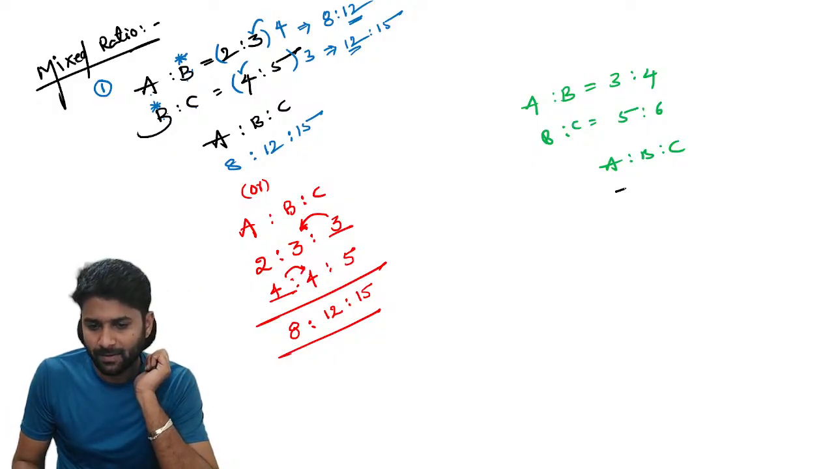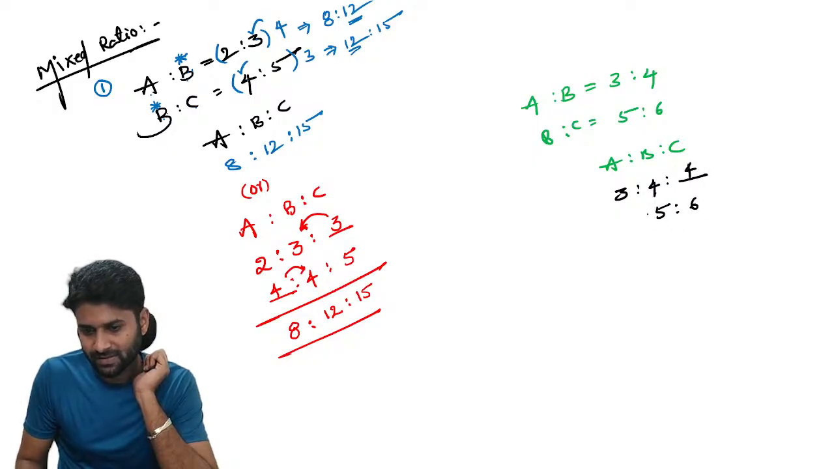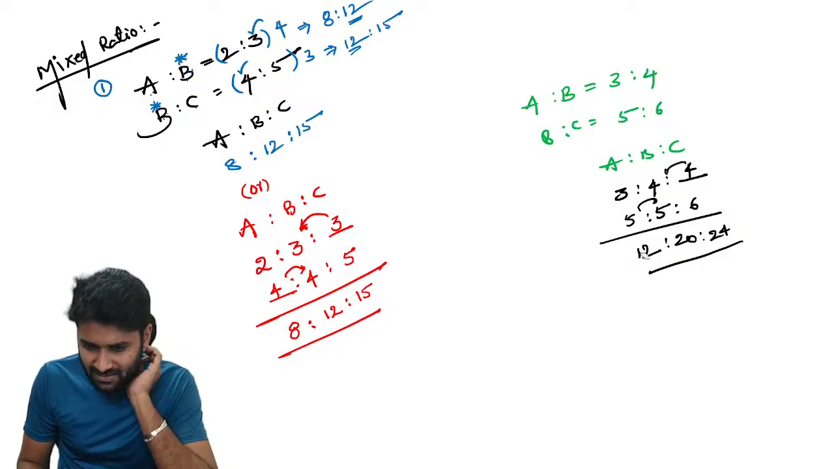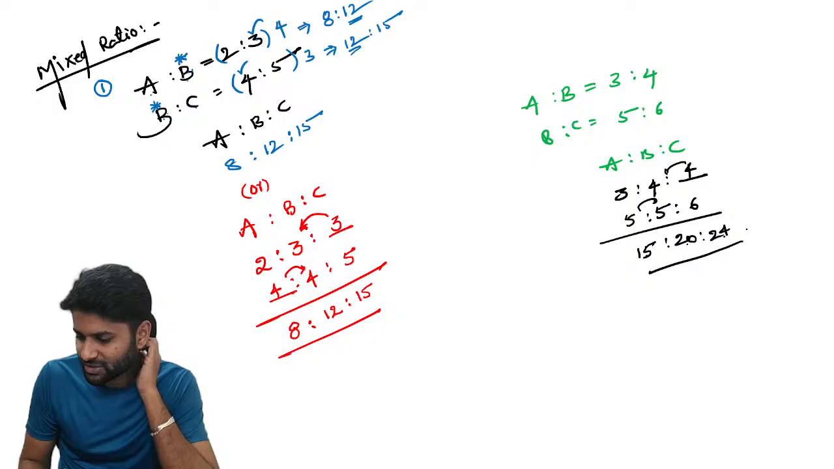See, AB value is 3 is to 4. C is missing, replace with 4. BC value is 5 is to 6. You can replace with the 5. So finally 3 into 5, 4 into 5 is 20, 6 into 4 is 24. Sorry, 3 into 5 is 15. Now the ratio is 15 is to 20 is to 24.